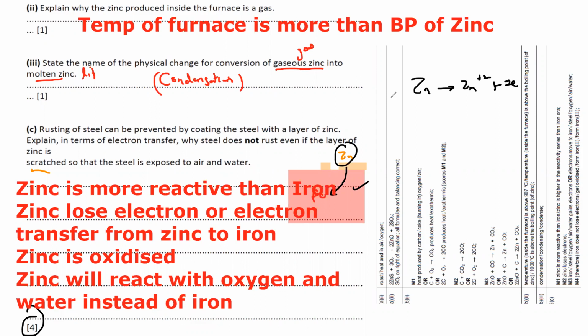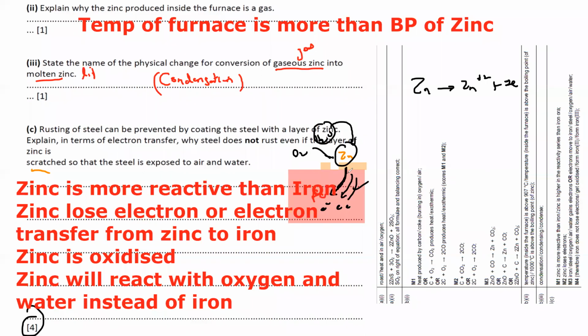And that causes the electrons to transfer towards the iron surface, and the oxygen and water which are there in the atmosphere can react with zinc instead of iron. Whenever something loses electrons, that is oxidation, as oxidation is a loss of electrons, so we say zinc is oxidized. So zinc being more reactive than iron will give you 1 mark.